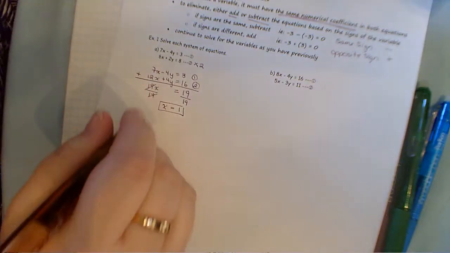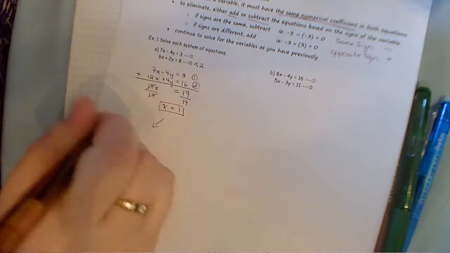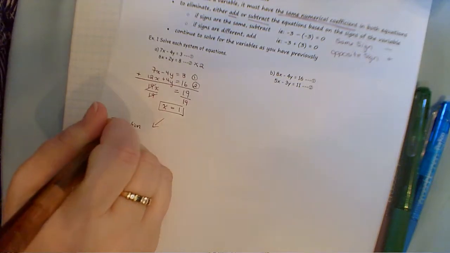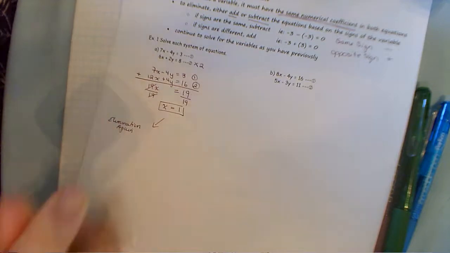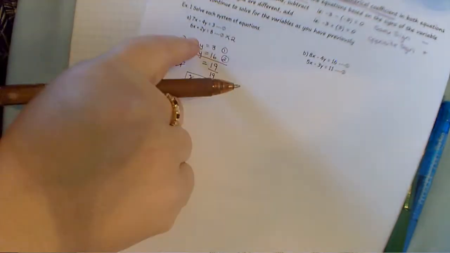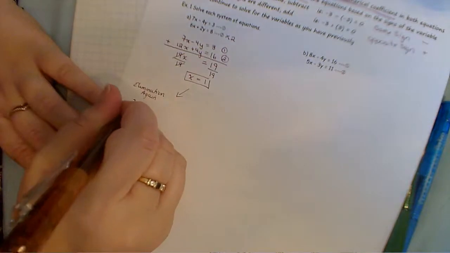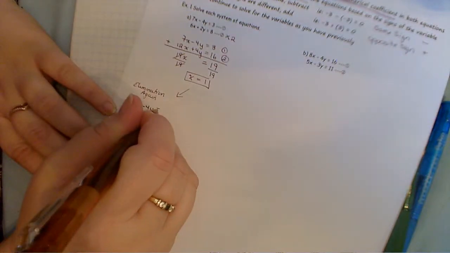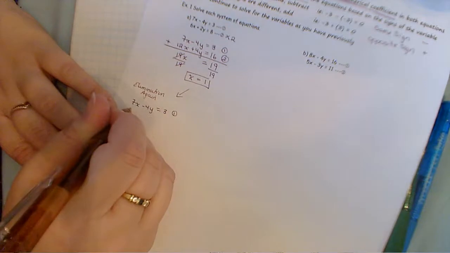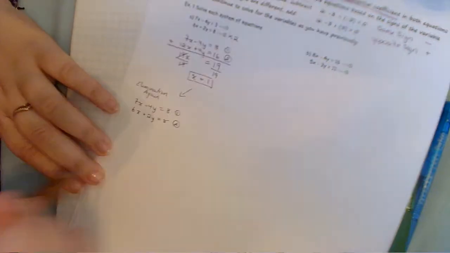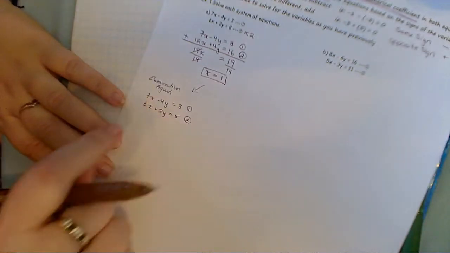Let's do elimination again. So at this point, you have the option of doing elimination all over again from the start, but this time, instead of making the y's match, we're going to make the x's match. So again, what we would have is 7x minus 4y equals 3. That was equation 1. 6x plus 2y equals 8. That was equation 2. Now I want to get the x's to match.